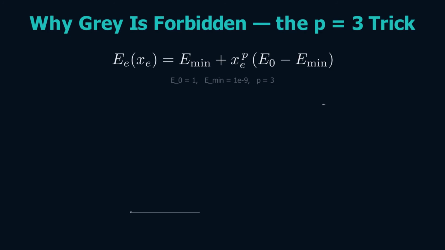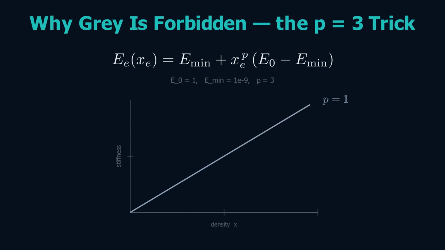Here is why the power matters. At p equals 1, stiffness is linear. A half-dense element costs half your budget and buys half the stiffness. Gray is a perfectly fair deal, so the optimizer happily leaves a smeared cloud you can never build. At p equals 3, that same half-dense element still costs half your budget, but now buys only 0.5 cubed, 12.5% of the stiffness. Gray has become a terrible deal, 4 times worse.